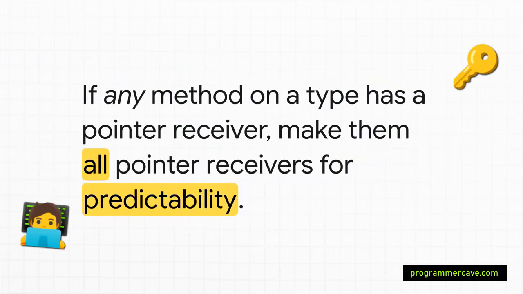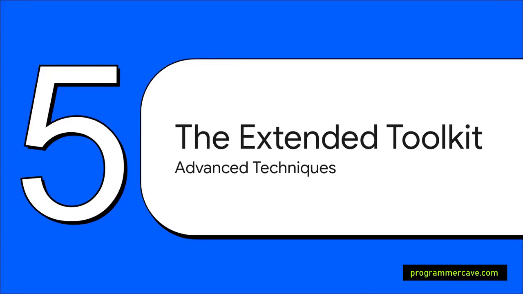And here's the real pro tip, the thing that makes your code feel, well, idiomatic, like real Go code. It's all about consistency. The rule of thumb is this: if any method on a type needs a pointer receiver, just make them all pointer receivers. Don't mix and match. It keeps your code predictable and saves the next developer a lot of headaches. Trust me.